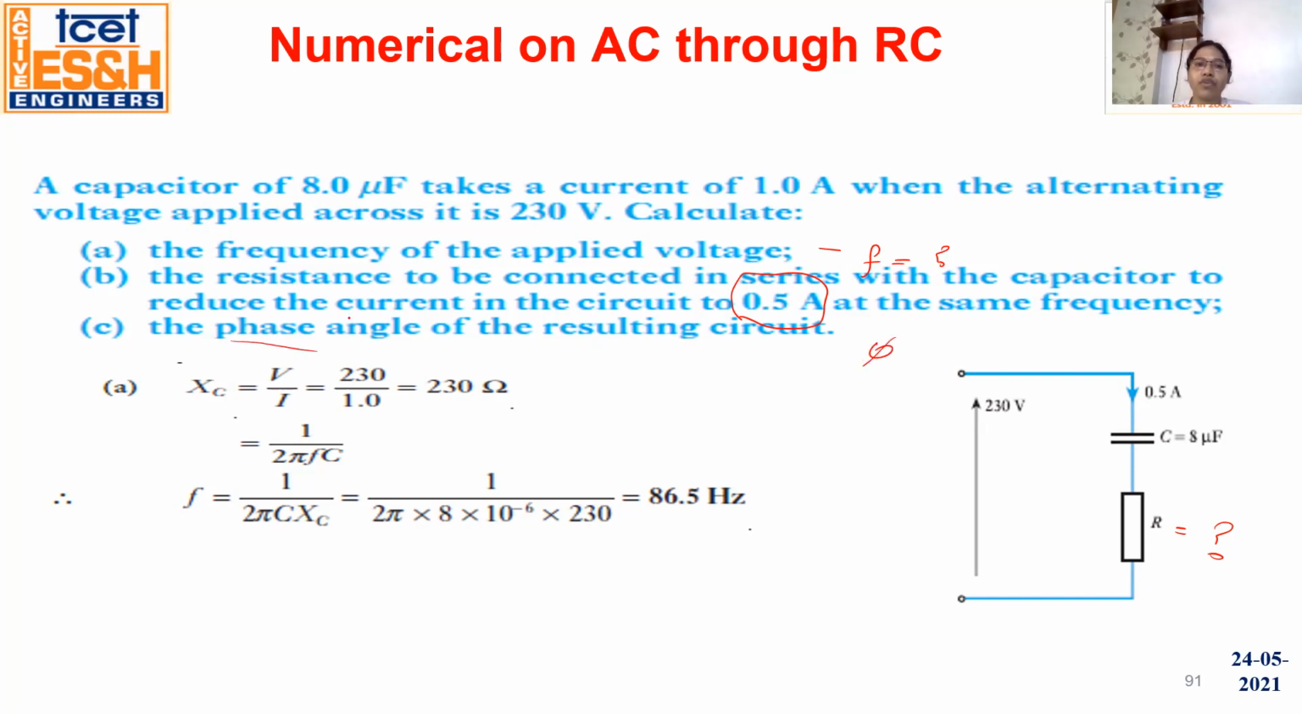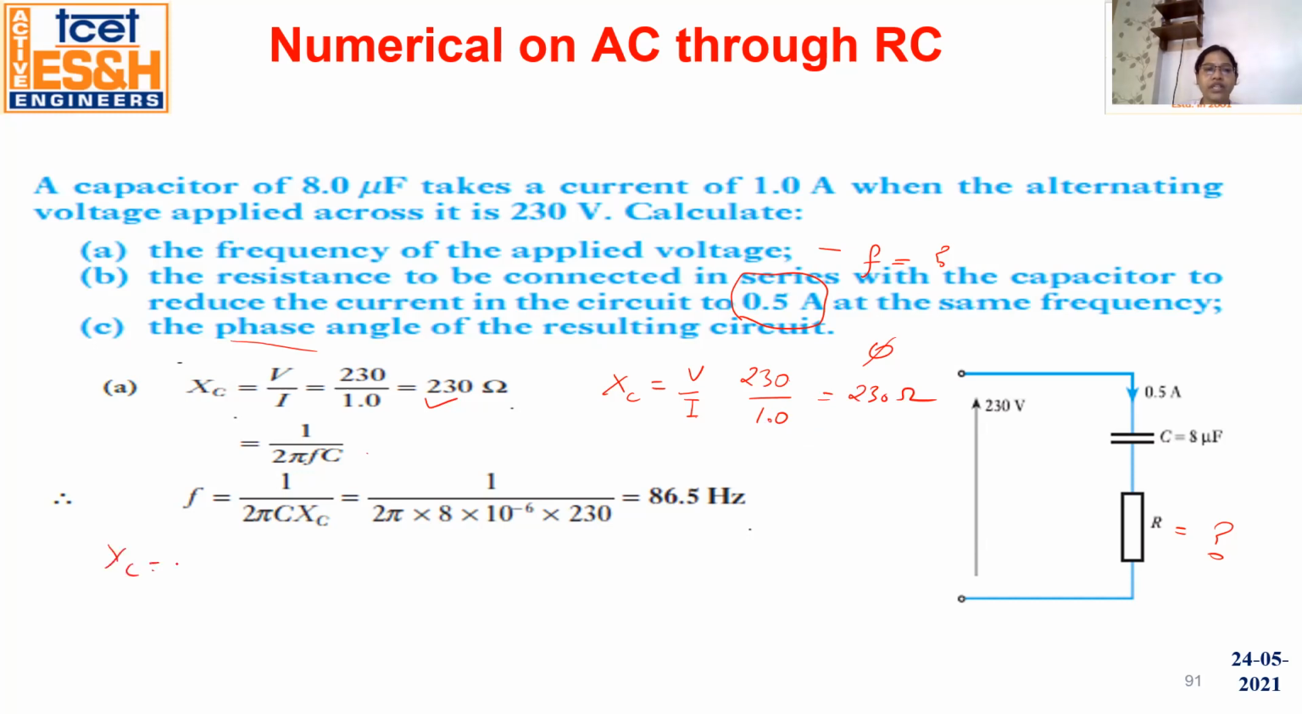So first of all, for finding the frequency, we have to find Xc. Xc is V by I. So here 230 is given and I is 1.0. So 230 divided by 1 is equal to 230 ohm. This is the Xc.